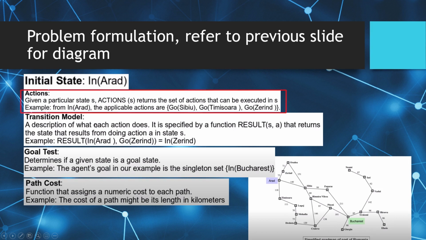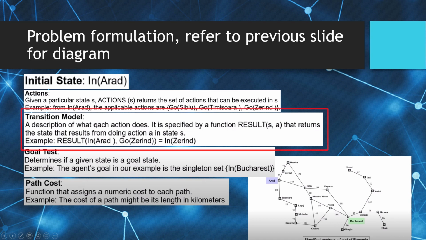Next up, we have the actions that can be executed in the current state. So we can say that given a particular state S, ACTIONS(S) returns the set of possible actions that can be executed in state S. So for example, in Arad, the applicable actions are go to Sibiu, go to Timișoara, go to Zerind. These are the actions that can be performed from that particular state of being in Arad. Looking at the diagram, you can see that you can't move from Arad to Lugoj directly. So the possible actions in that state are only going to Sibiu, Timișoara or Zerind, nowhere else.